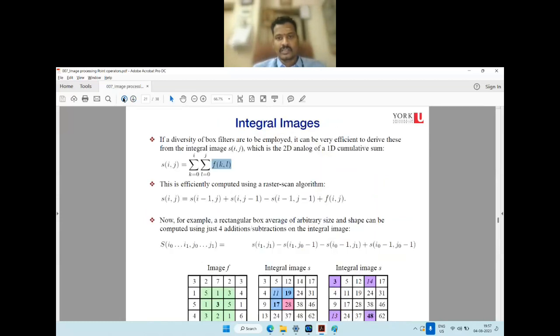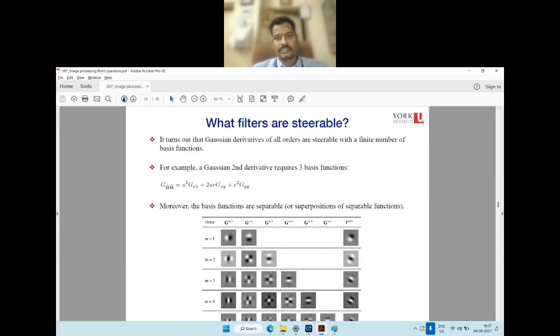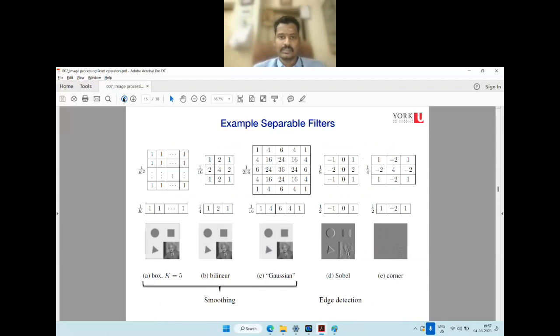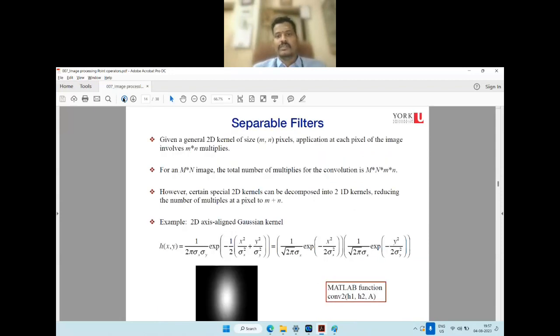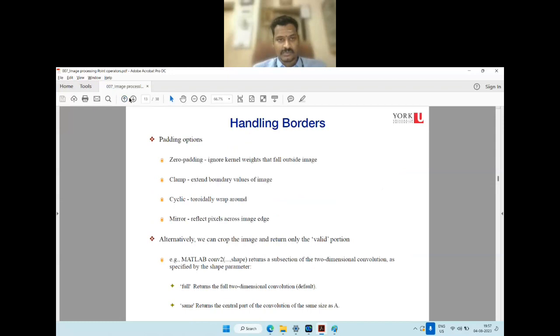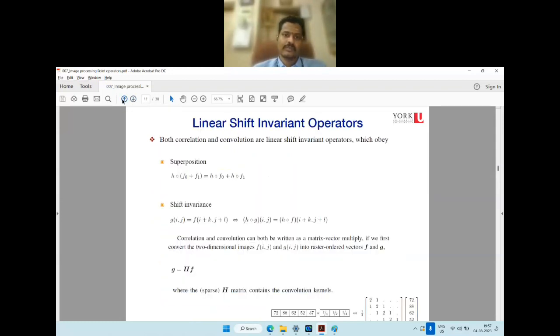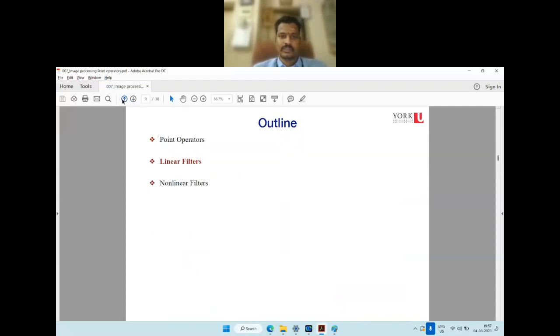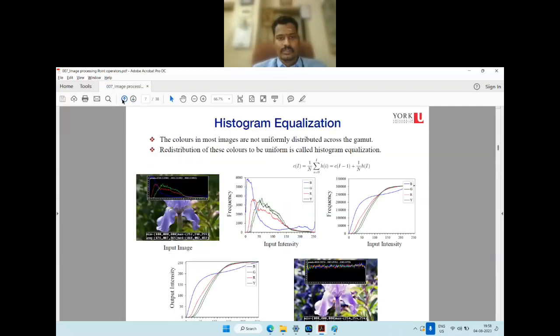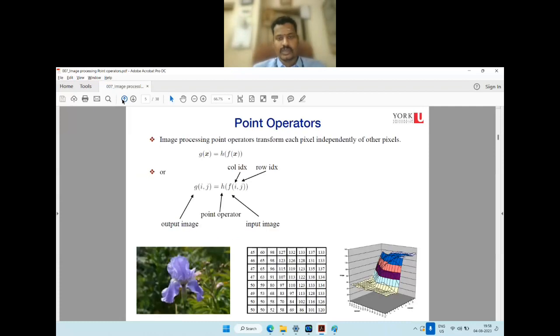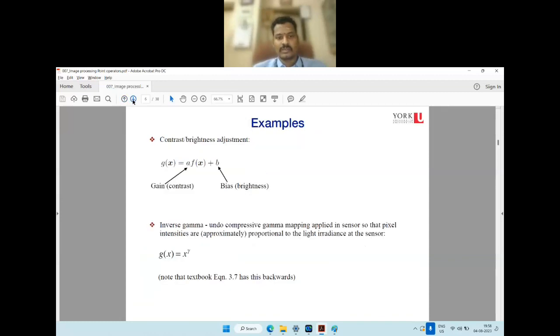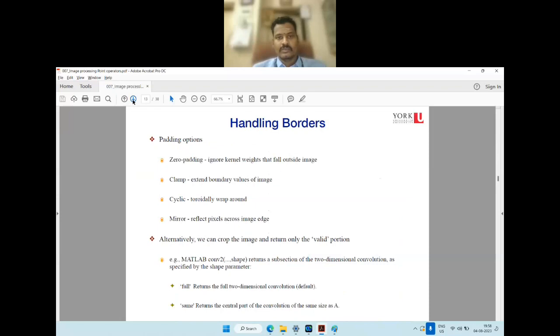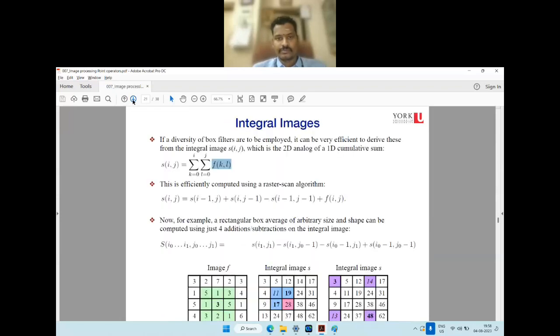Basically, you concentrate on Gaussian filters and steerable filters. Separable filters and steerable filters. Please understand the difference and how the borders are handled. That is also very important. And point operations, histogram, brightness and contrast adjustment, inverse gamma. Study all of these a little, okay?